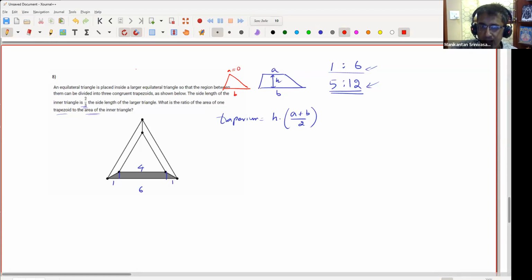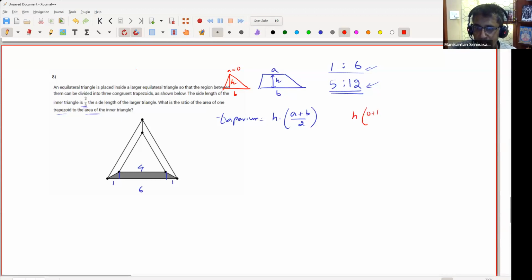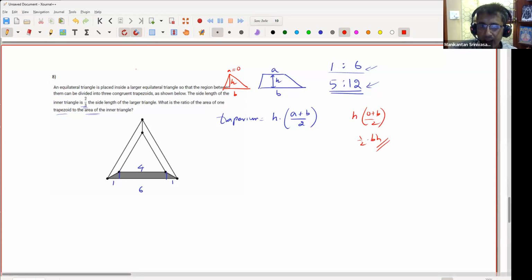The small b is here. It's the same height h. Then also it works, right? h times (0 plus b) by 2. So it's half into b into h, which you know from kindergarten, right? So the area of this triangle is half into b into h. Area of a trapezium is h into (a plus b) by 2.